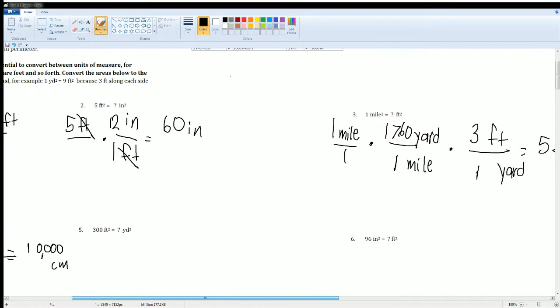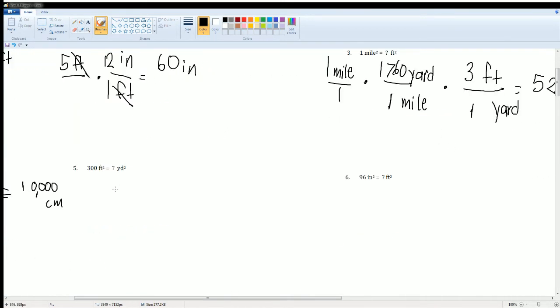Next one. Let's do yards. So 300 feet, and you want this in yards, all right? You do have a conversion here, and it's very simple. What is your feet to yard? Okay, do that, and you should get your answer.